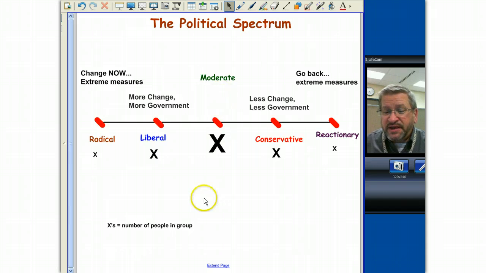So there's a very basic overview of the political spectrum. Take a good hard look at this chart, and I would suggest you capture this in your notebook. It would be helpful to you as we move forward and talk about the political spectrum.